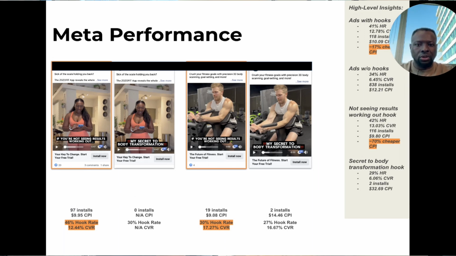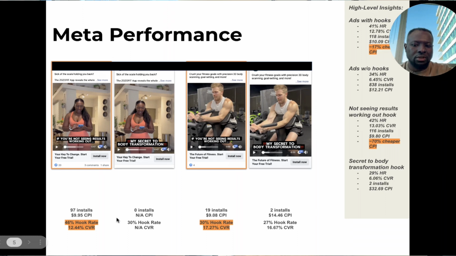We have 4 videos over here in which we're testing different hooks. You can see this video on the left-hand side of the woman, and you can see the hook that we're testing, which is this opening caption. As users scroll their news feed, this is what they're going to see, and this is what we're optimizing for. In this first one, the caption is, "If you're not seeing results working out." That's the hook. It's intriguing enough to get people to continue the video. And then the next one is "My secret to body transformation."